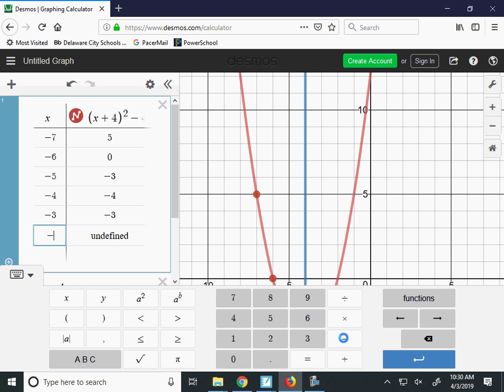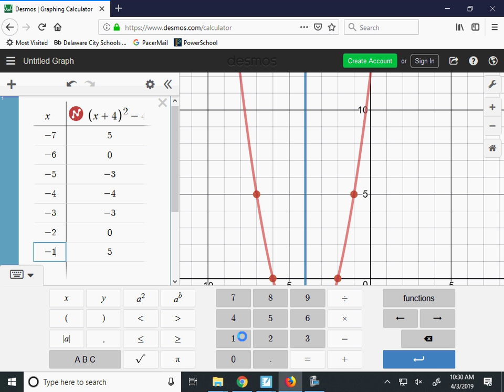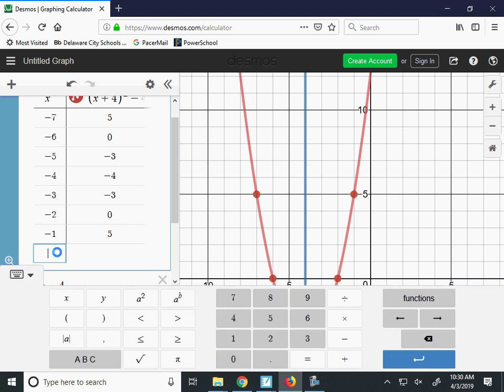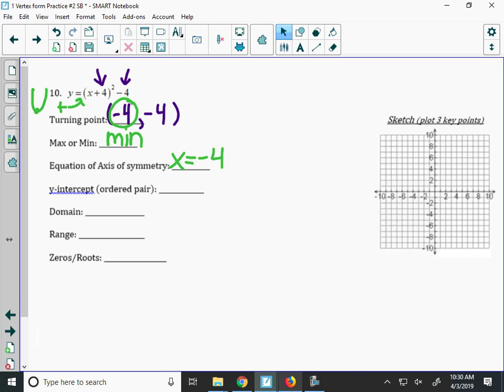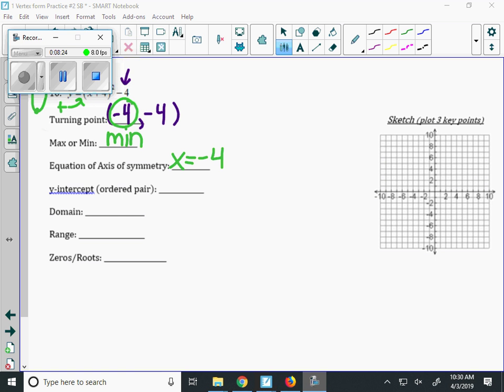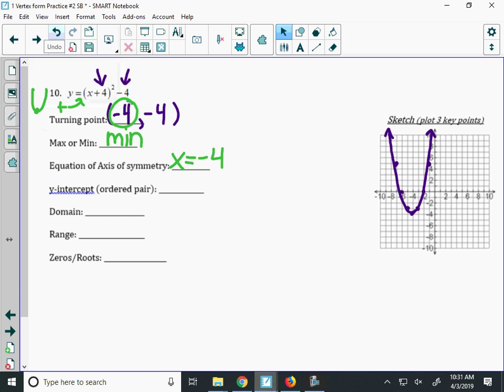Okay, so take a minute here. You can pause the video if you need to. Make your own table on Desmos. And then you should see we should plot from negative 7 to negative 1 in order to make our picture. Right. So let's go back here. So negative 7, 5. All right, here's your picture.